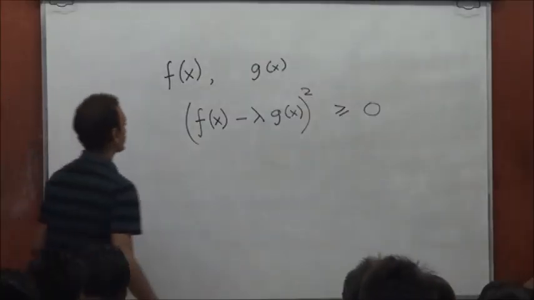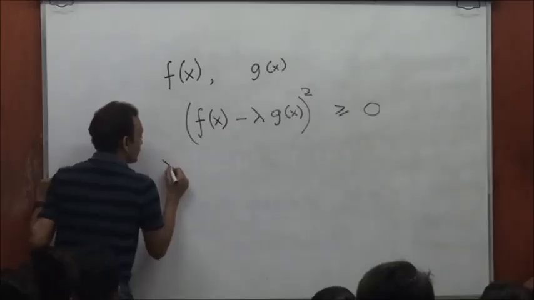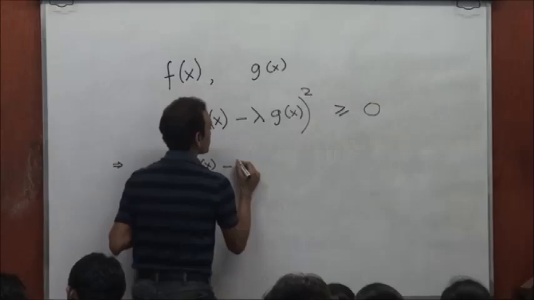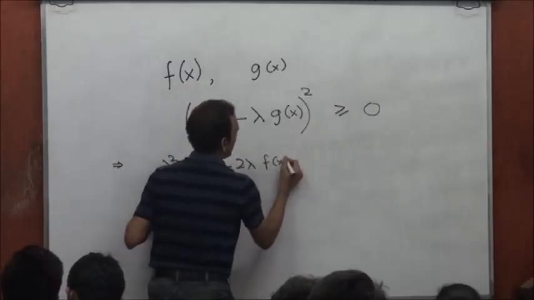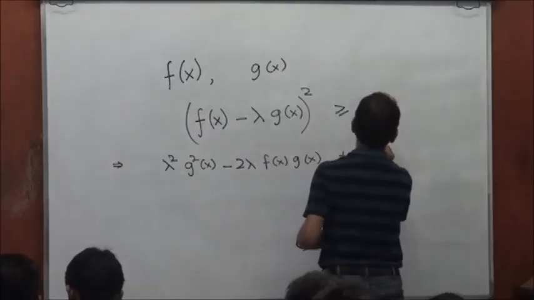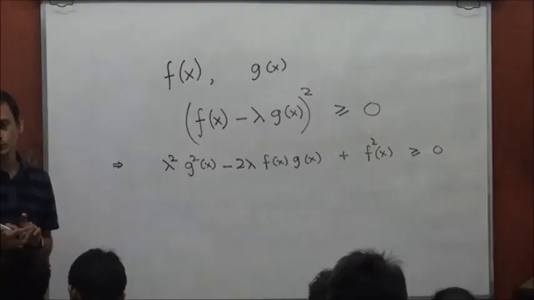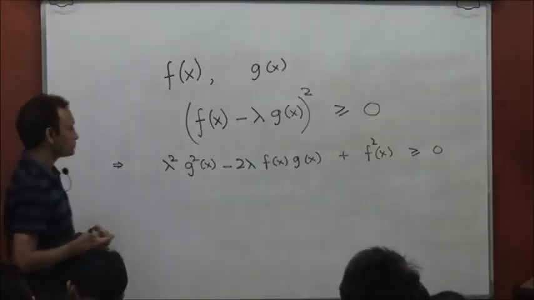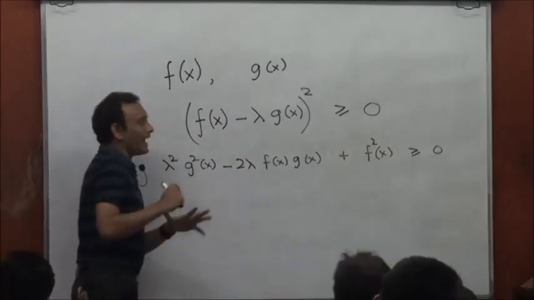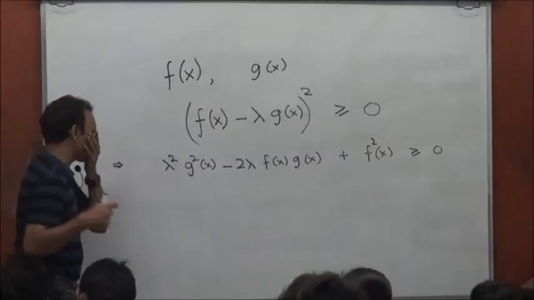Which means lambda squared g squared x minus 2 lambda f(x) g(x) plus f squared x will always be greater than or equal to 0. Yes or no? Where lambda is a parameter independent of x. Let's say lambda is independent of x.